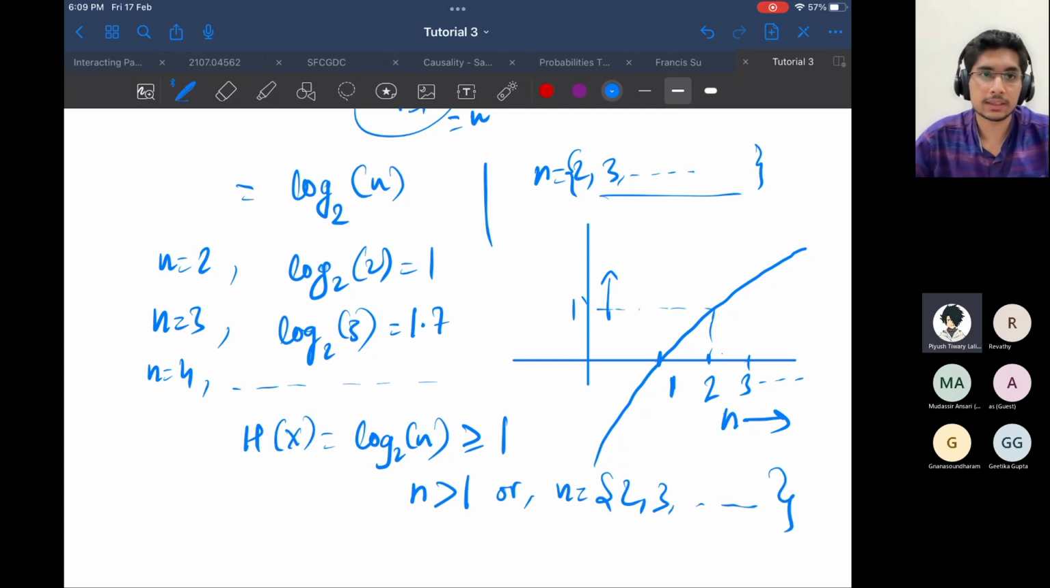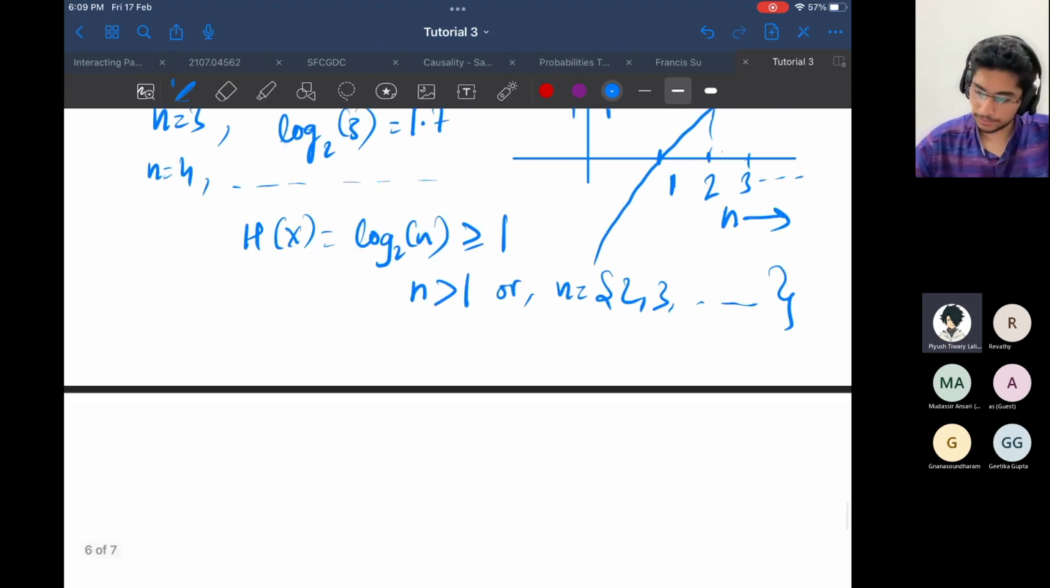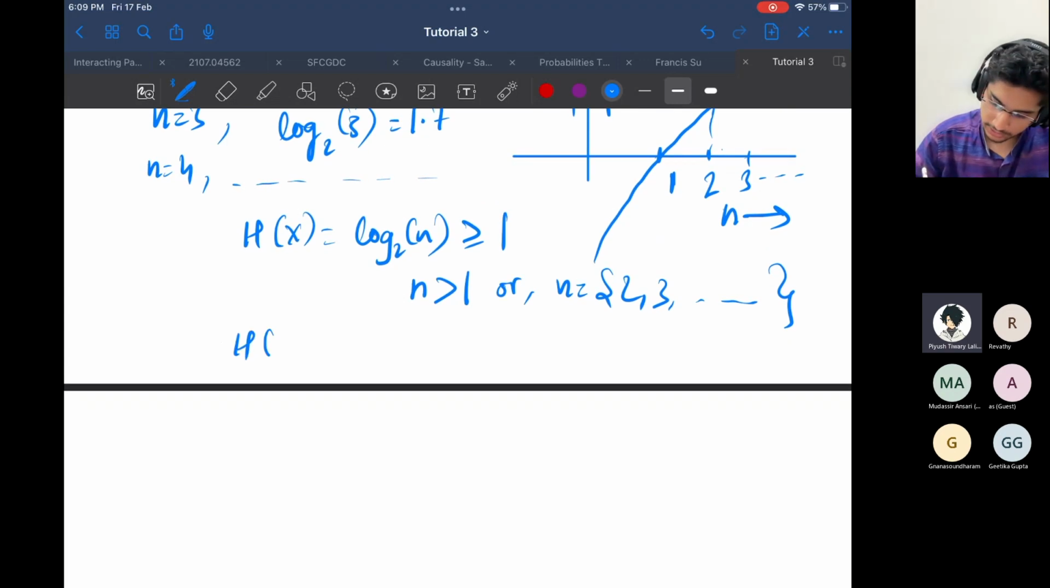Okay. I hope this is clear. If not, you can ask question. Don't hesitate. Okay. So yeah, the final answer should be h of x is greater than or equal to 1.